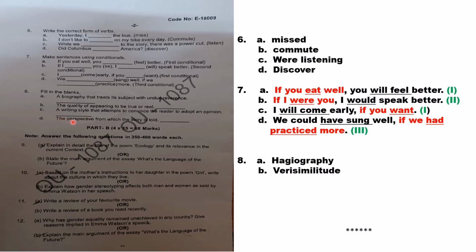Eighth C, a writing style that attempts to convince the reader to adopt an opinion. And the answer is persuasive. When you try to persuade someone, it is a writing style that attempts to convince others. And the last question, 8th D, the perspective from which the story is told. This I think might be easier for you students, and the answer is point of view. So that's the key for your question paper, students, 5th sem question paper.